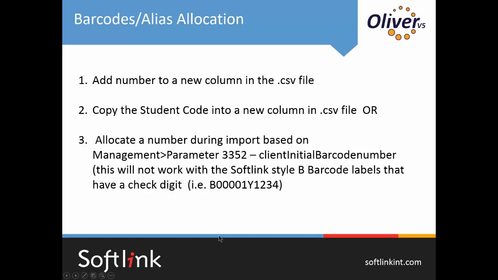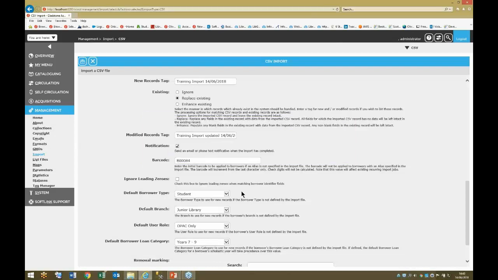So I'm going to go back to my Oliver system. This is the next number in my sequence, and it remembered this from the last time I imported borrowers. So it'll automatically update that parameter, or you can put in your first number there before you start importing if you wish. If you do have the alias or the barcode in the file, so you've copied the admission number to use as the alias or barcode, you can leave this blank.